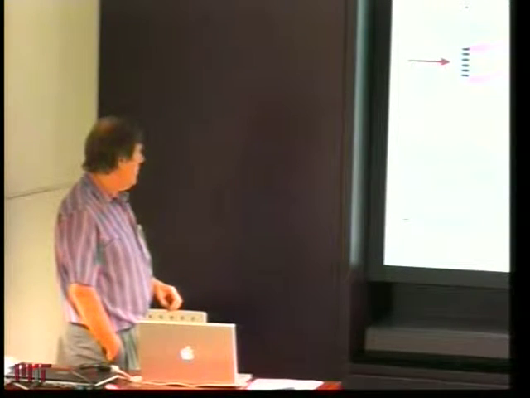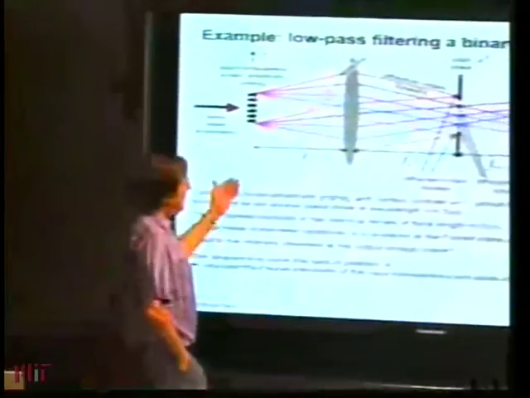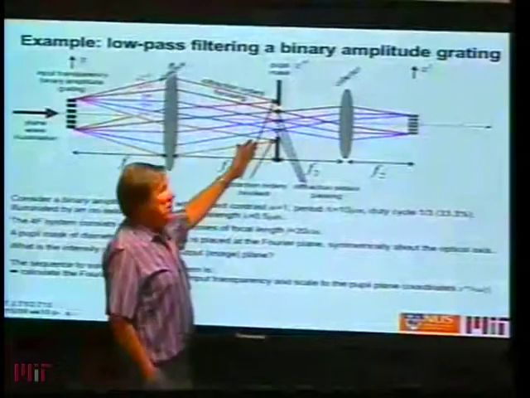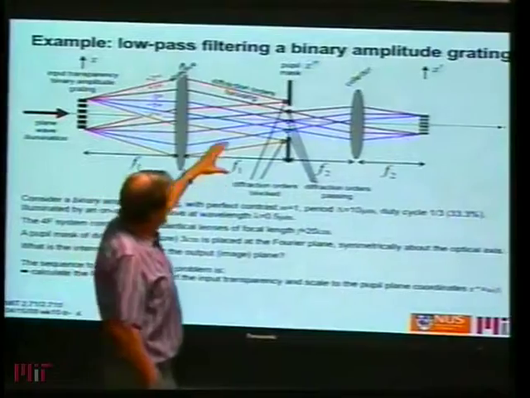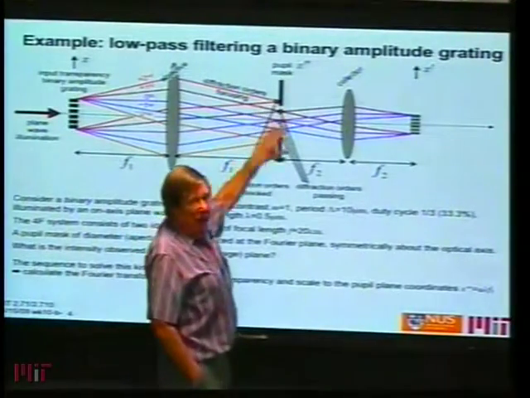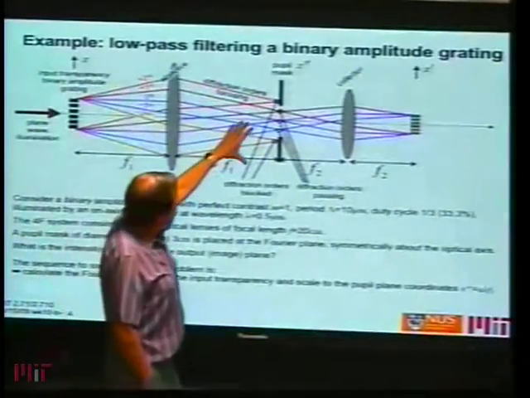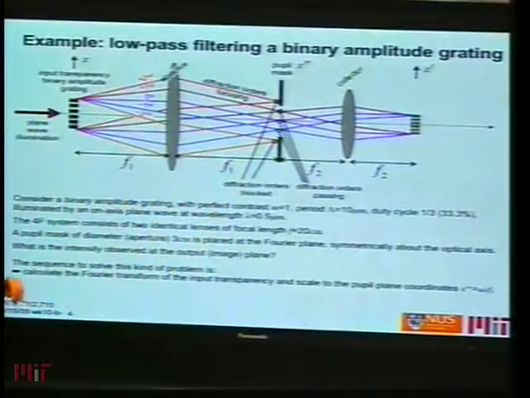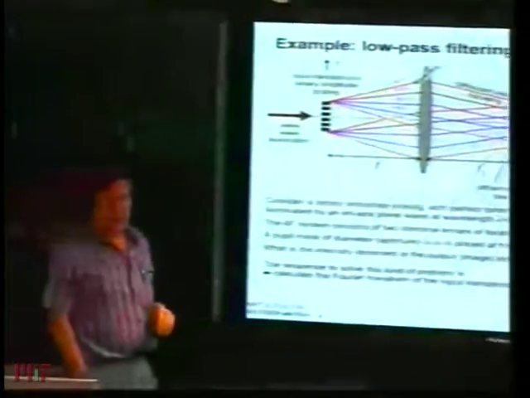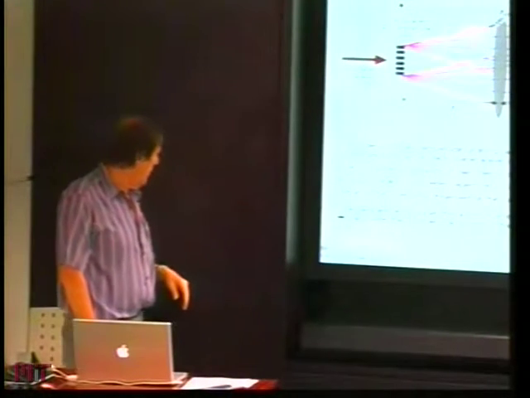Okay, the sequence to solve this kind of problem: what you've got to do is to work out what you're going to get in this plane, which is basically the Fourier transform of this, and then you're going to have to multiply by the mask and see which of those orders get through, right? So the relative scaling of this diffraction pattern and the mask is obviously all important for that. If you don't get that right, then you'll get the wrong answer, obviously, because you might get orders getting through that shouldn't, or the other way round.